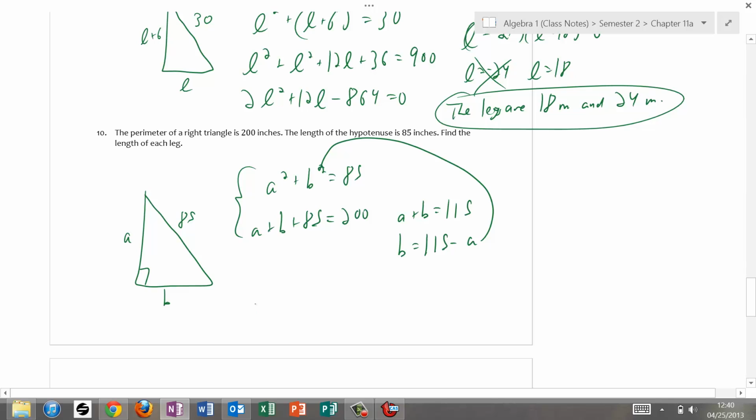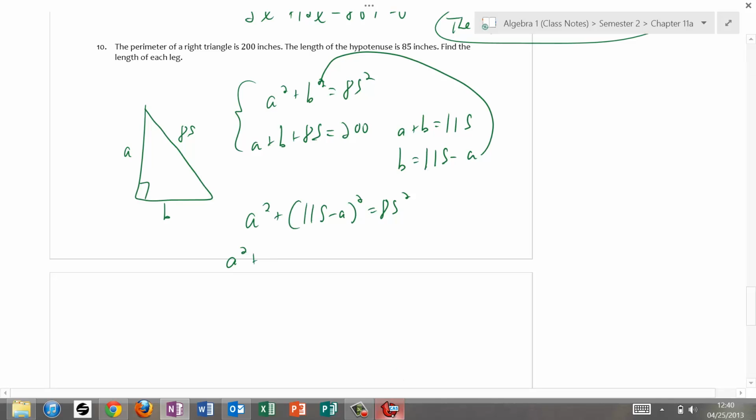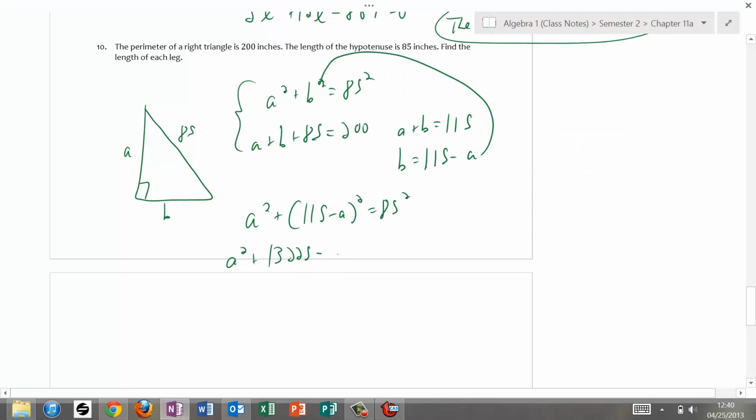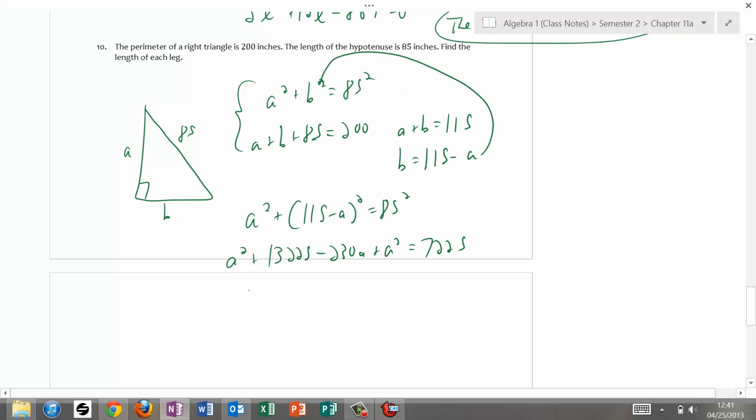And if I take that and I plug it in here, I'm going to get A squared plus 115 minus A squared is equal to 85. Sorry, this should be squared, 85 squared. So continue, A squared plus, let's do 115 squared, 13225, minus 230A plus A squared is equal to, and 85 squared is 7225. So then I have 2A squared minus 230A equals, and if I subtract, that'd be minus 6,000, or plus 6,000. Divide by 2, A squared minus 115A plus 3,000 equals 0.